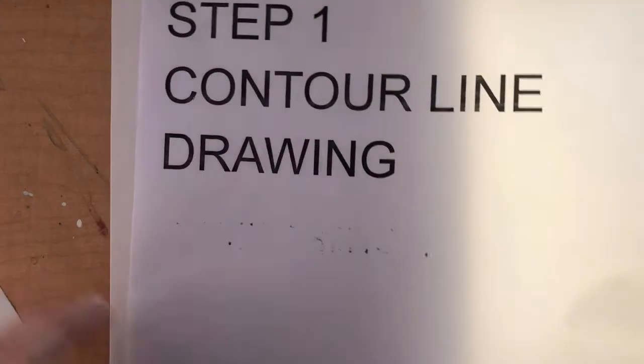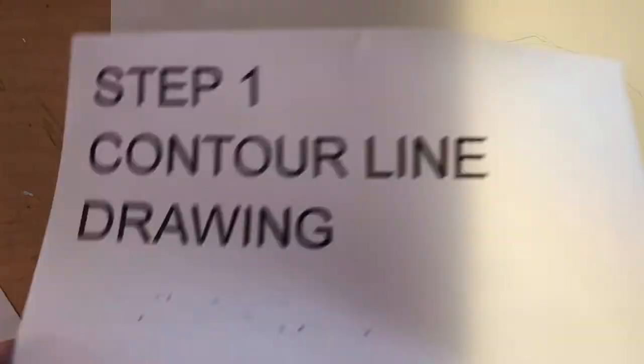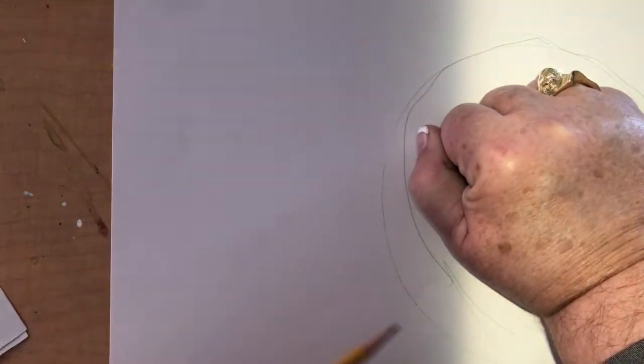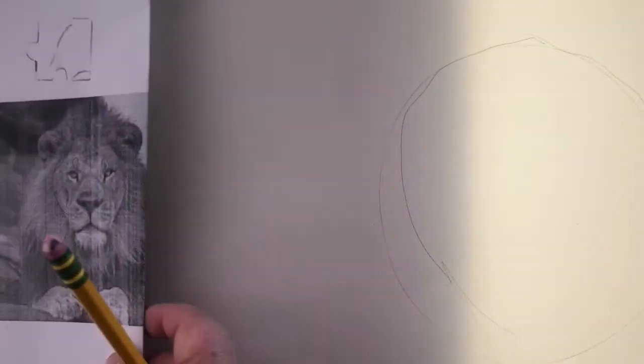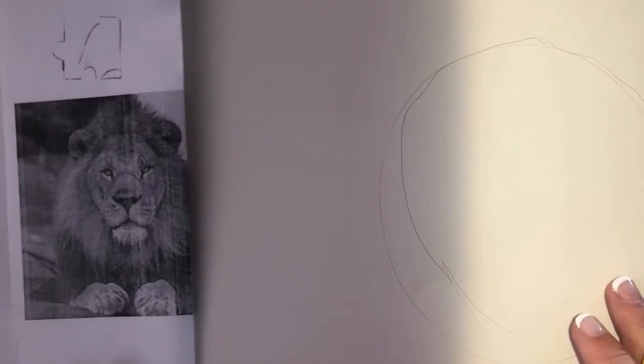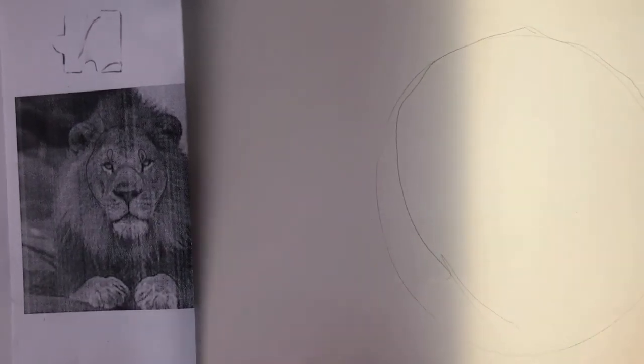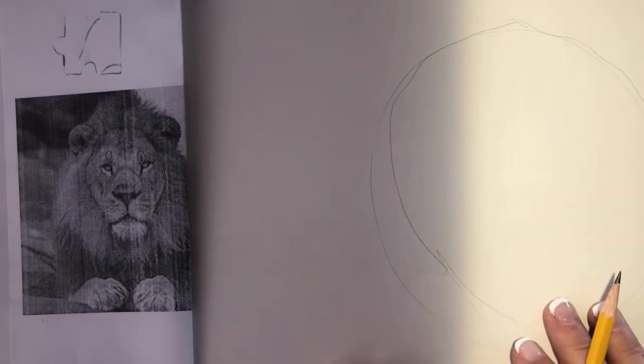So step one, contour line drawing of your subject matter. Okay, so you're going to take your fist, place it where you want it, and outline. That's about the size we want for our puzzle piece. Now if you are doing a different subject matter, then you can stop the tape and go to step 2 after you do a contour line drawing of it. If you want to draw the lion with me, we're going to start that now.